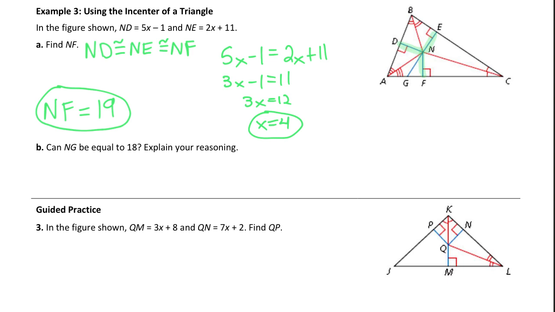For part B, can NG be equal to 18? To explain this, we've got to understand NF is the distance from the in-center to the side. Meaning any other segment starting at the in-center and hitting the side has to be longer. So, can NG be equal to 18?